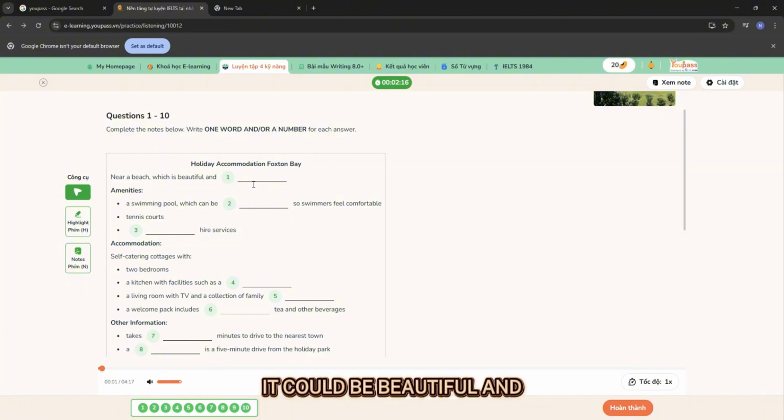It could be beautiful and something, or it could be something related to the beach. Maybe this is the beach that is beautiful and something related to the beach. Okay, so pay attention to that. Next here I can see about the amenities. It means, what is there in the home or in the accommodation? I can see here there's a swimming pool, which can be something so swimmers feel comfortable.